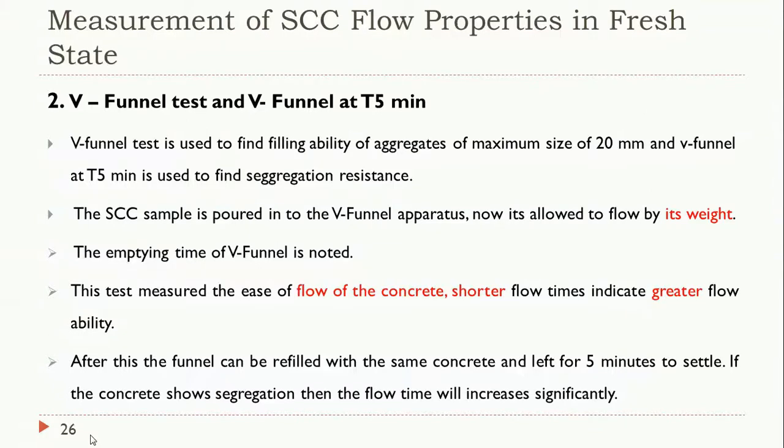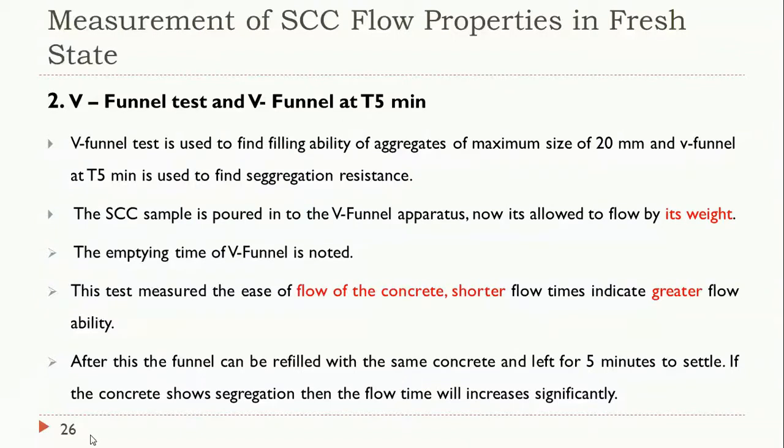Next we'll move on to the next test, that is the V funnel test and V funnel at T5 minutes. The V funnel test is used to find the filling ability of the concrete, and the maximum size of the aggregate should be 20 mm. If it is more than 20 mm, you can't do this test. And V funnel at T5 minutes is used to find the segregation resistance.